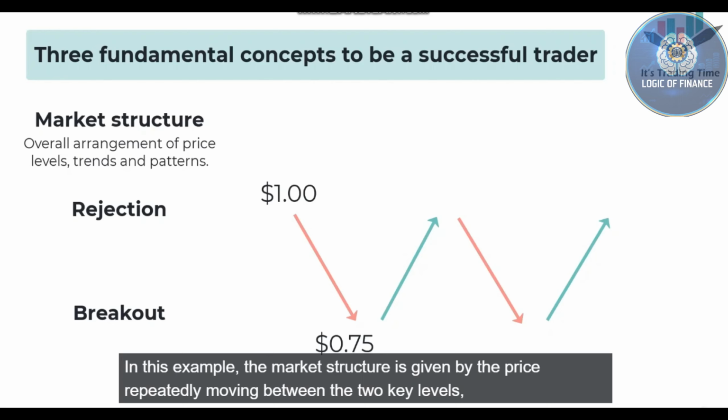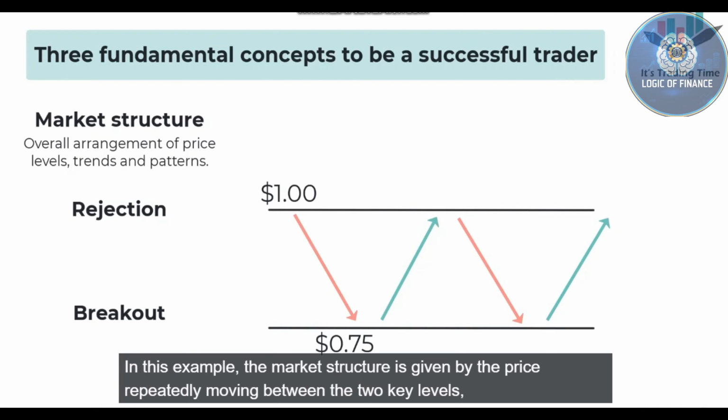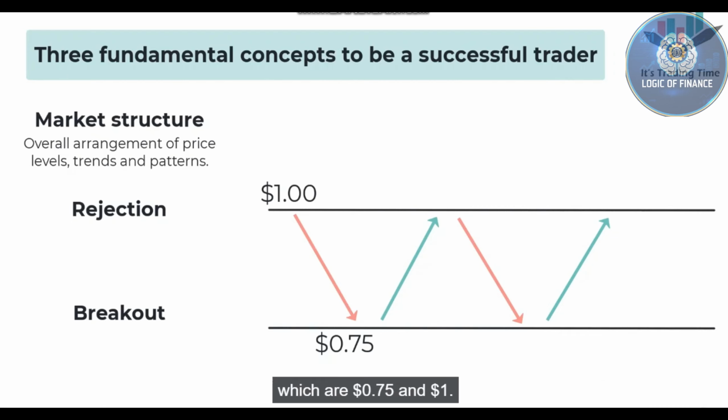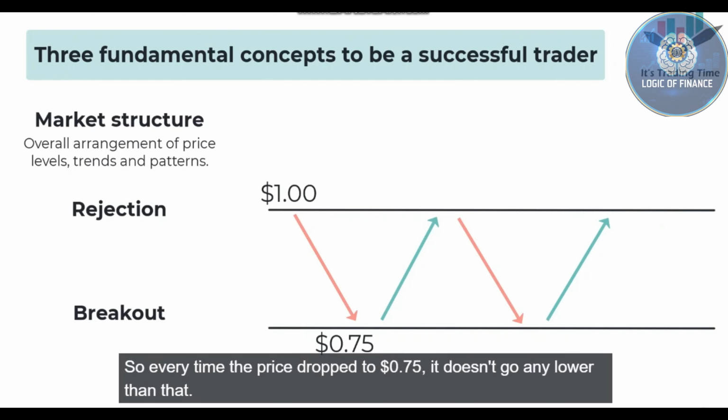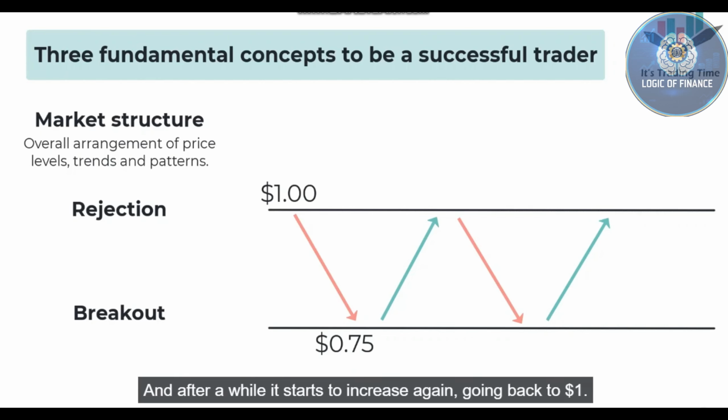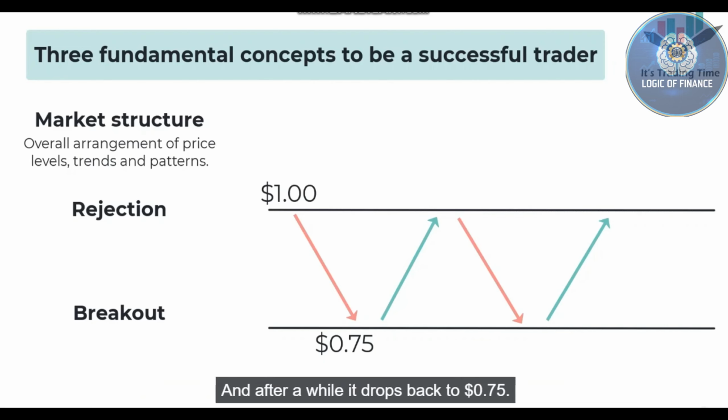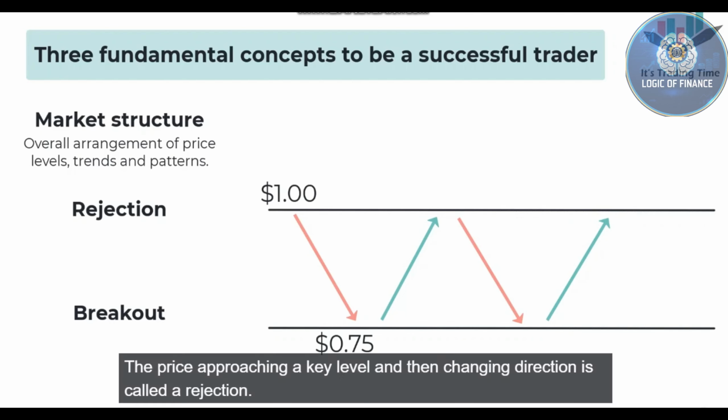In this example, the market structure is given by the price repeatedly moving between the two key levels, which are $0.75 and $1. So every time the price drops to 75 cents, it doesn't go any lower than that, and after a while it starts to increase again, going back to $1. After it goes back to $1, it doesn't go any higher than that, and after a while it drops back to 75 cents. The price approaching a key level and then changing direction is called a rejection.